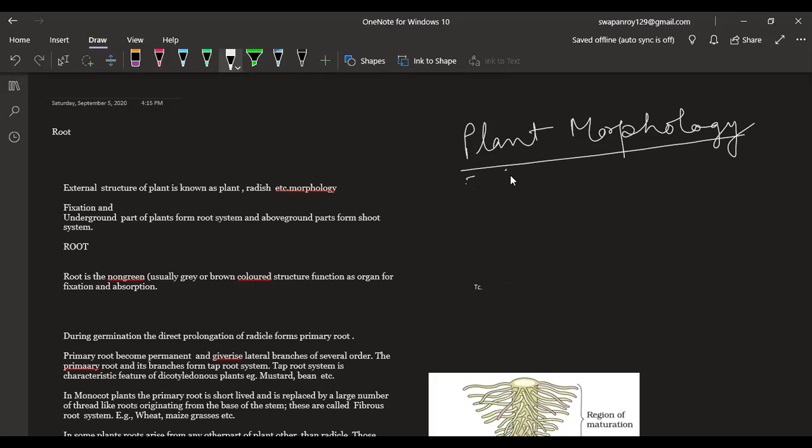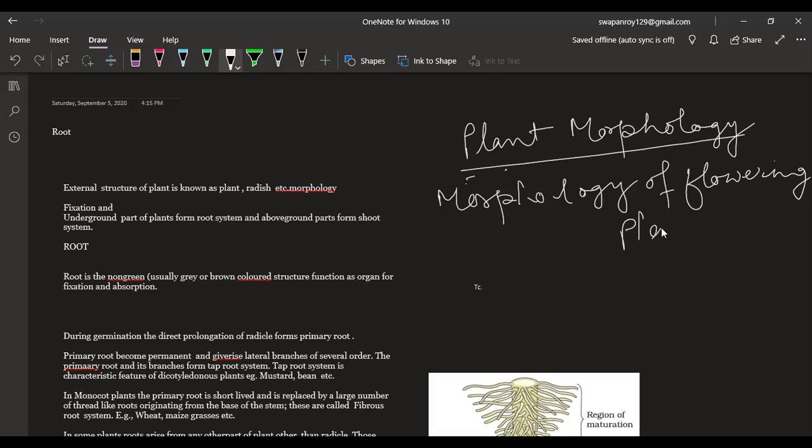The chapter name is the morphology of flowering plants. All right.